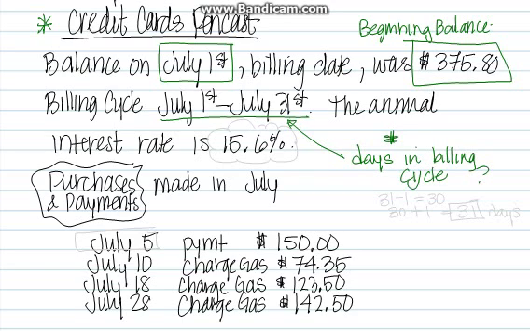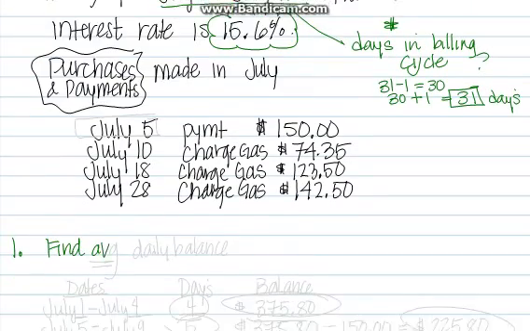Well, we know that we're talking about the 1st through the 31st. So a quick way to do it is 31 minus 1, which gets you 30. But then we could take that 30 and add 1 because we are going through the 31st. So we have 31 days. Now we know our annual interest rate, it's 15.6%. So what we want to do first is calculate our average daily balance.